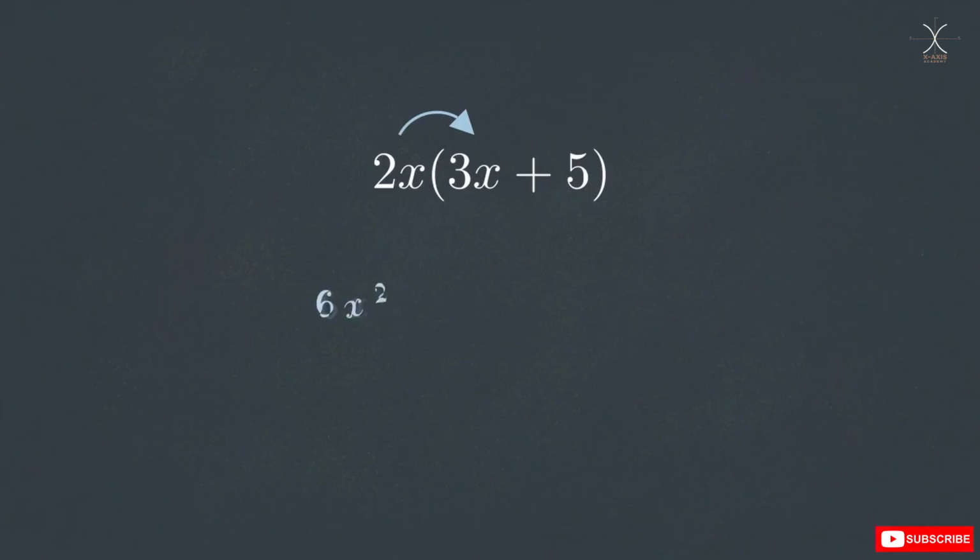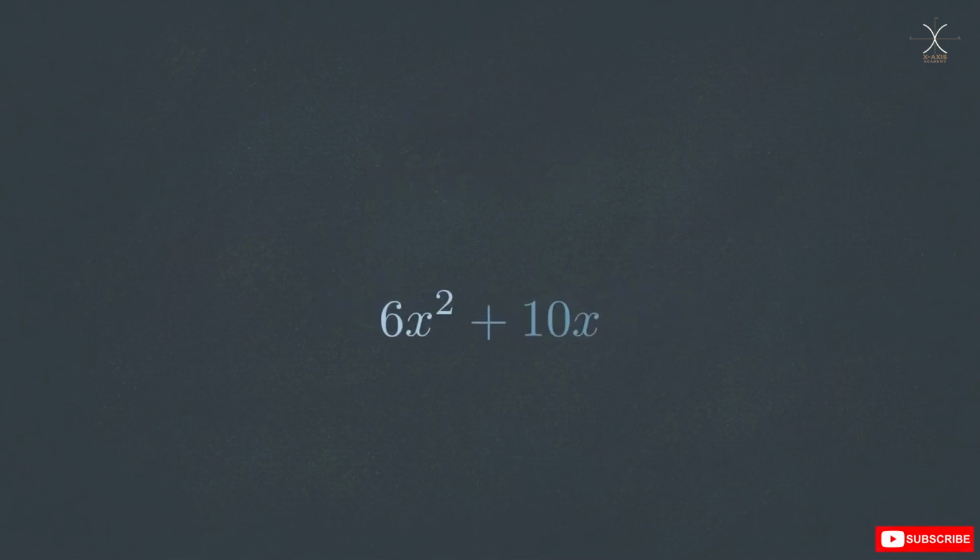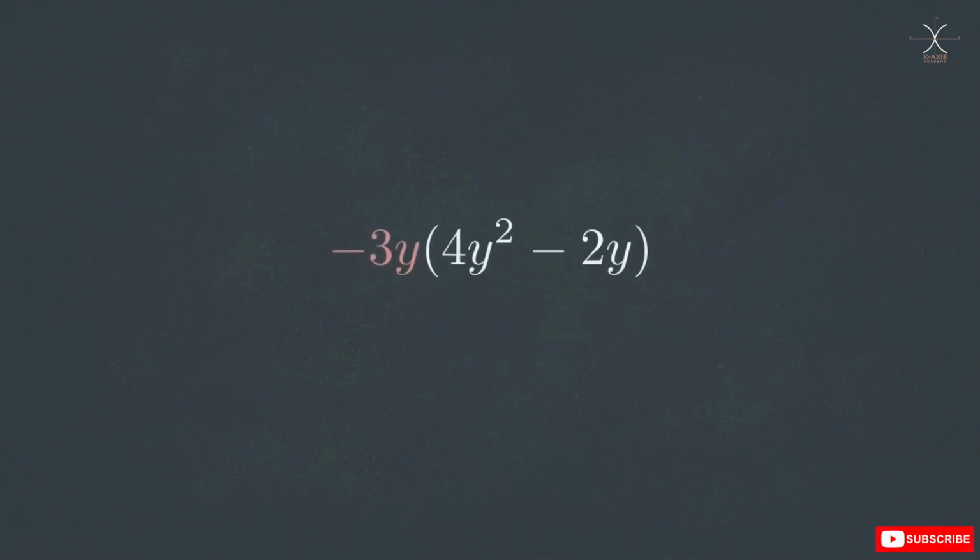First, we multiply the outside 2x by the inside 3x, resulting in 6x squared. Next, multiply that 2x by positive 5. Combining these results gives 6x squared plus 10x.